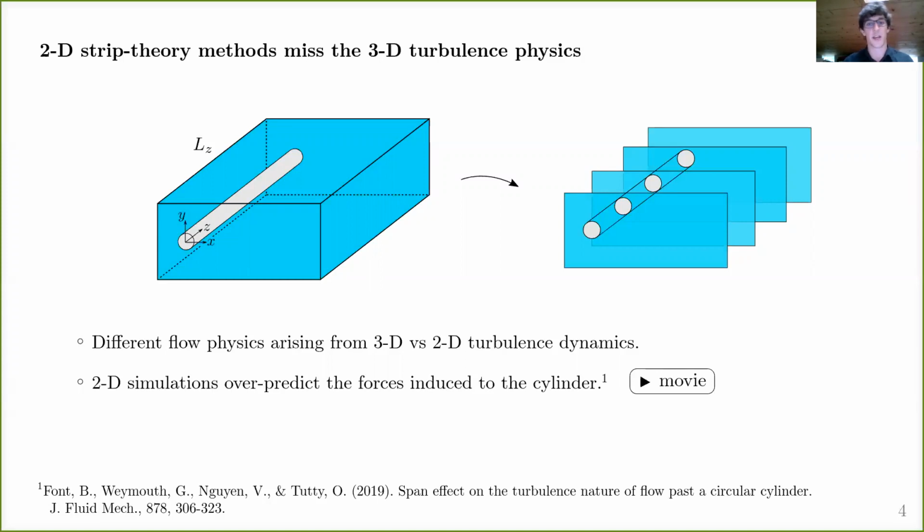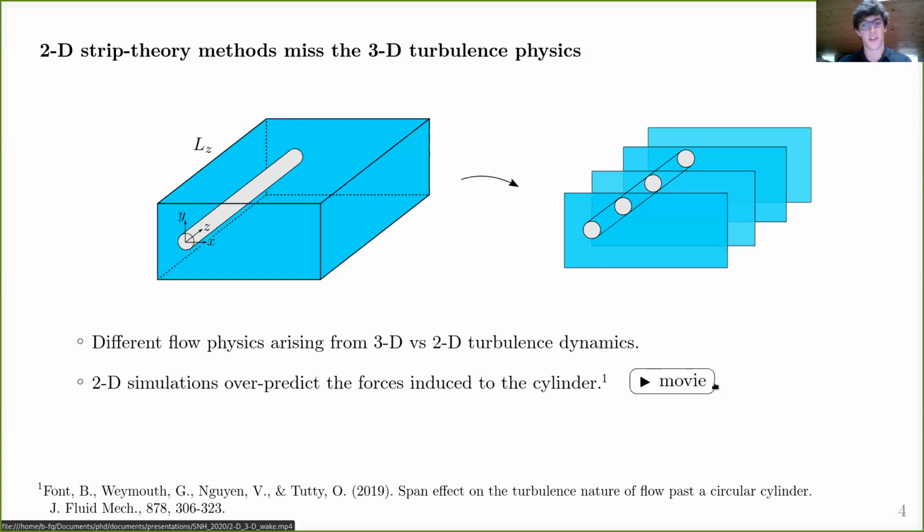In particular, in 2D, we have an inverse energy cascade where vortical structures merge together and become bigger and more intense. And in 3D, we have the classical direct cascade of large-scale structures breaking down into smaller structures because of the vortex stretching mechanism.